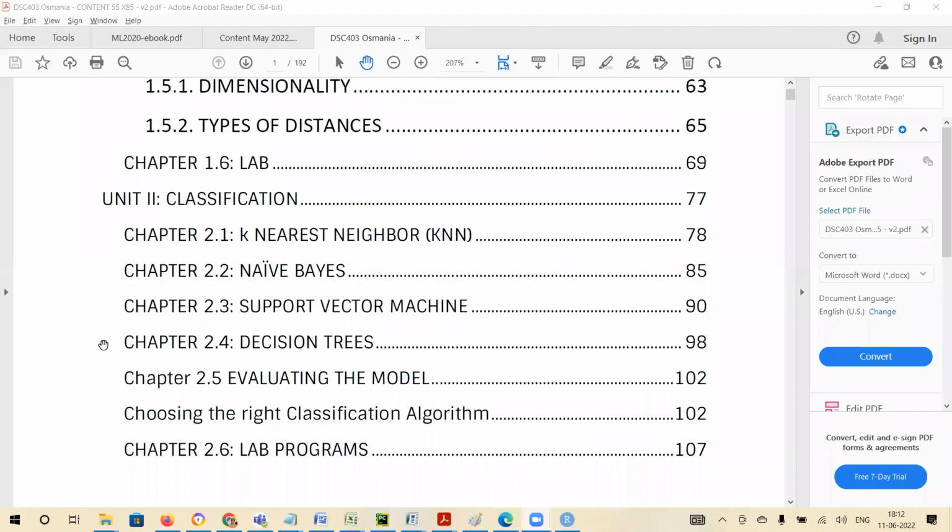How do you evaluate the classification model? क्या metric देखते हैं? What metrics do we look at?